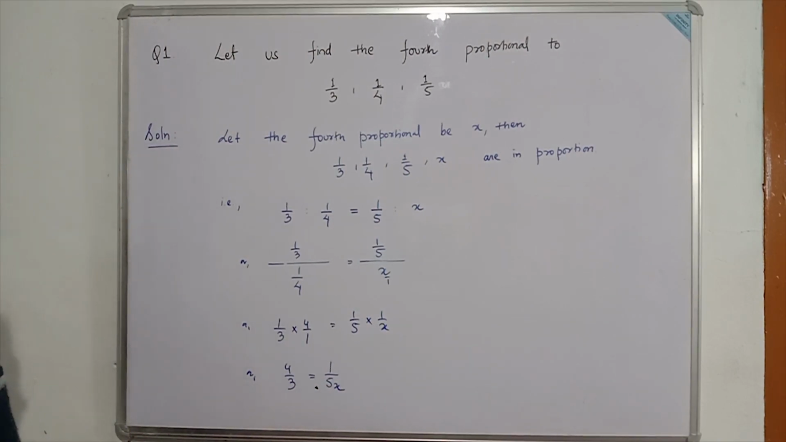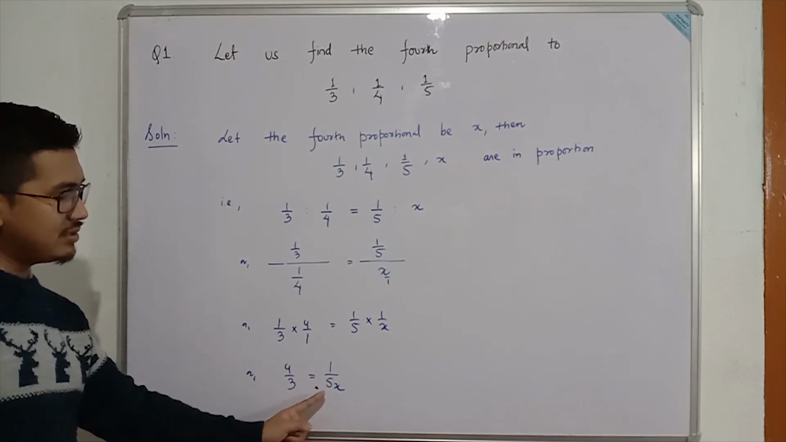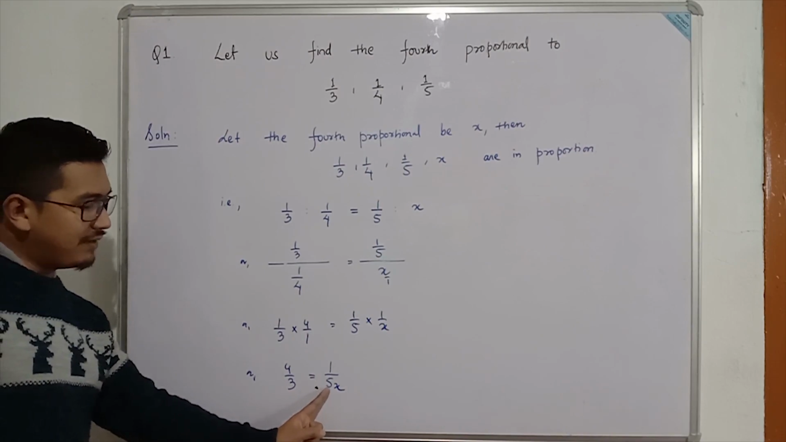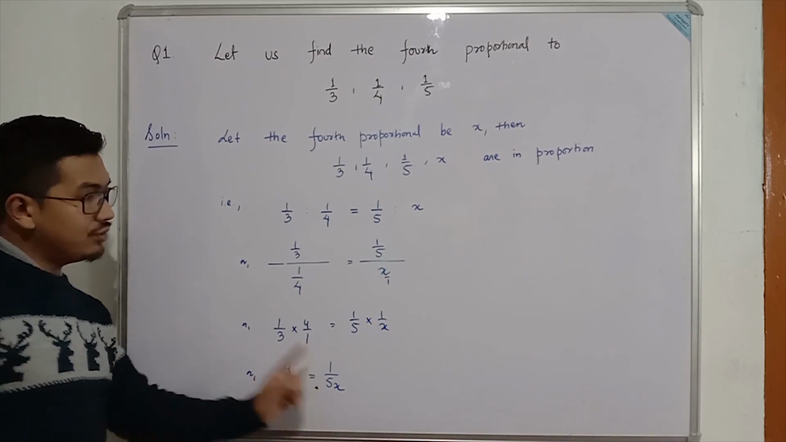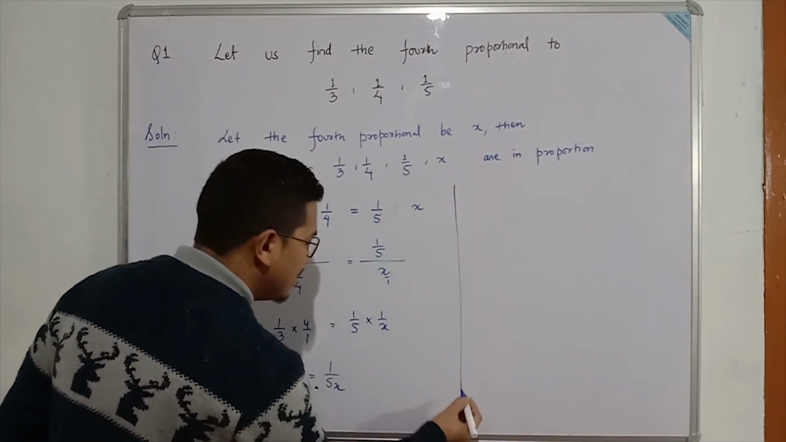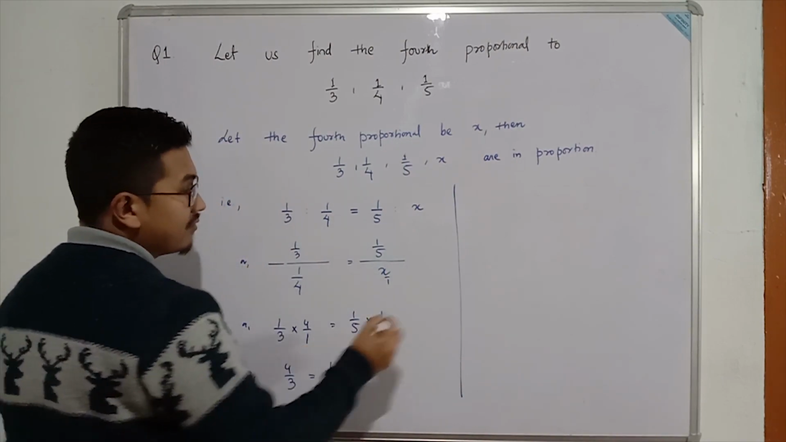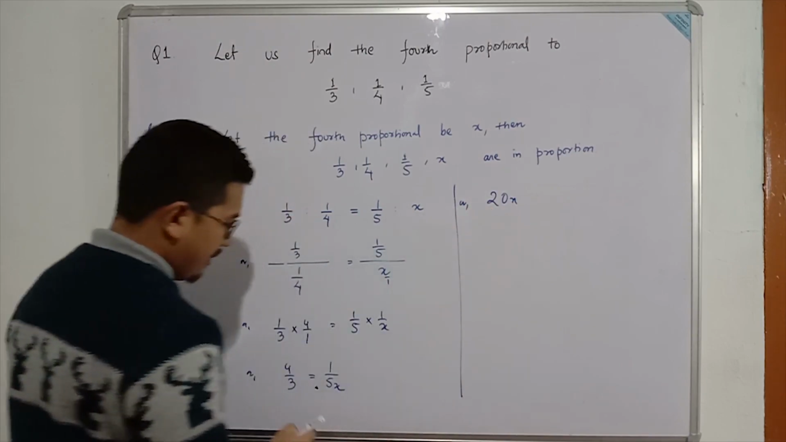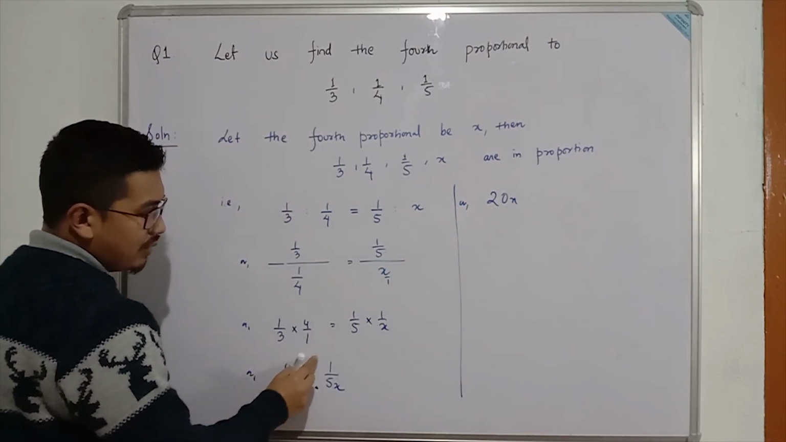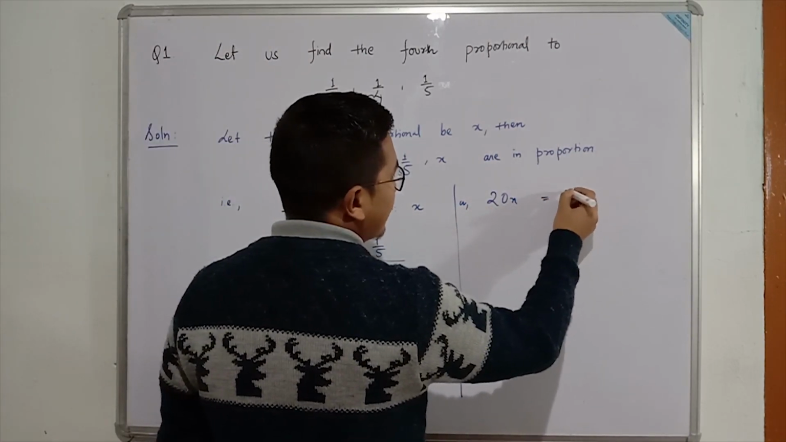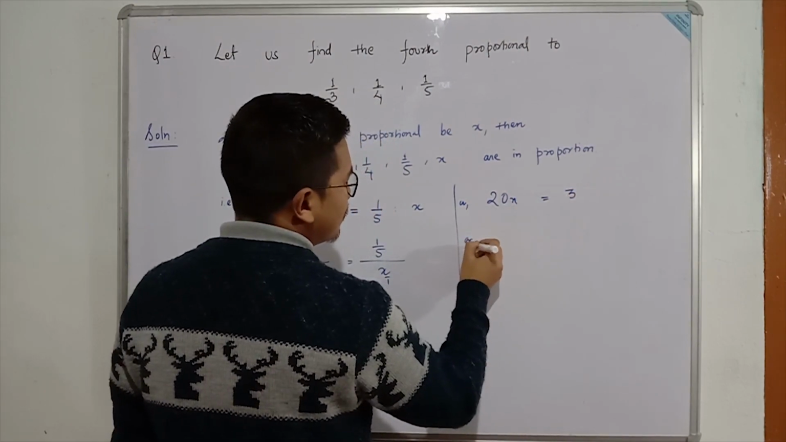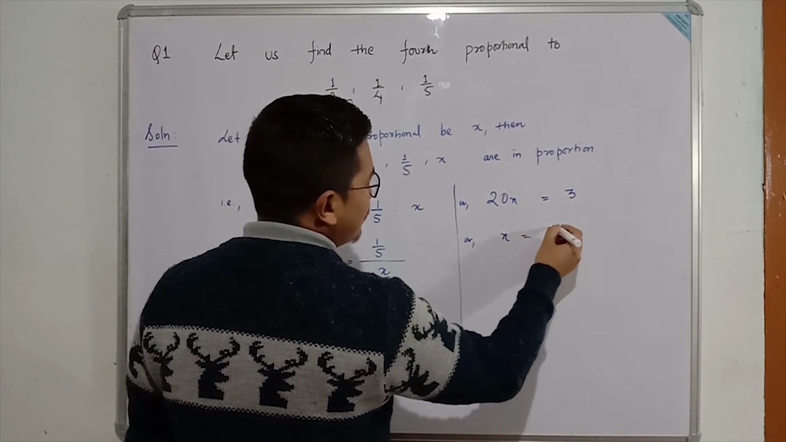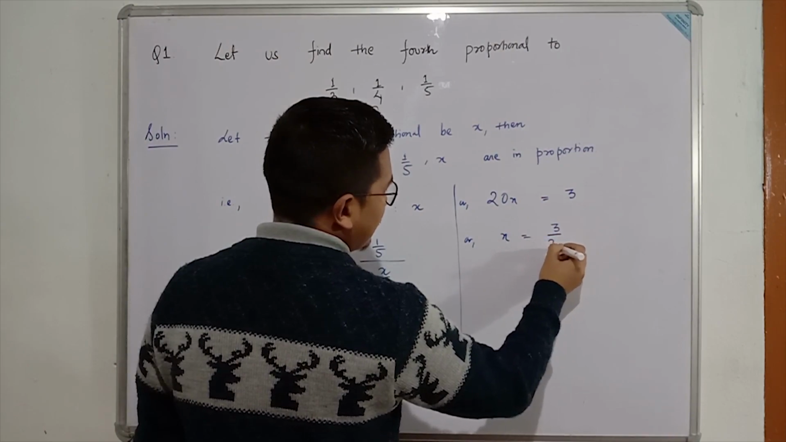So after that what do we do? We will just cross multiply. We cross multiply 5x with 4 and 3 with 1. So 5x into 4 is 20x, and 3 into 1 is 3. So x is equal to 3 by 20.